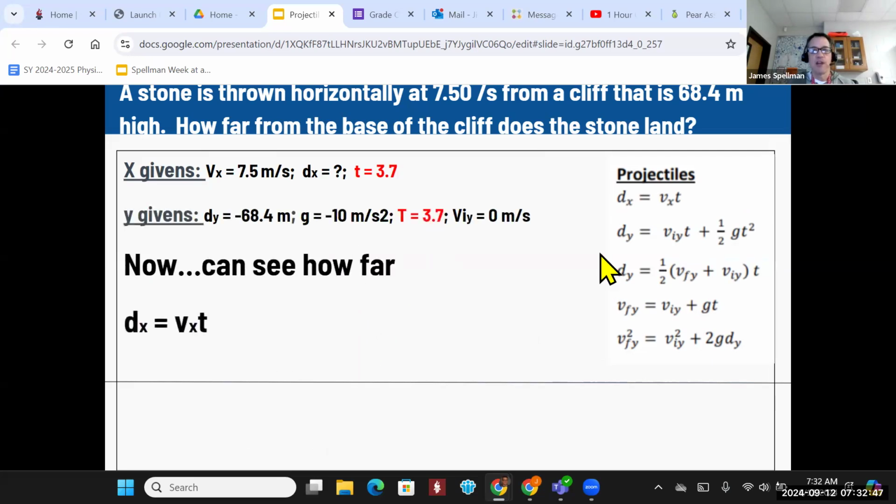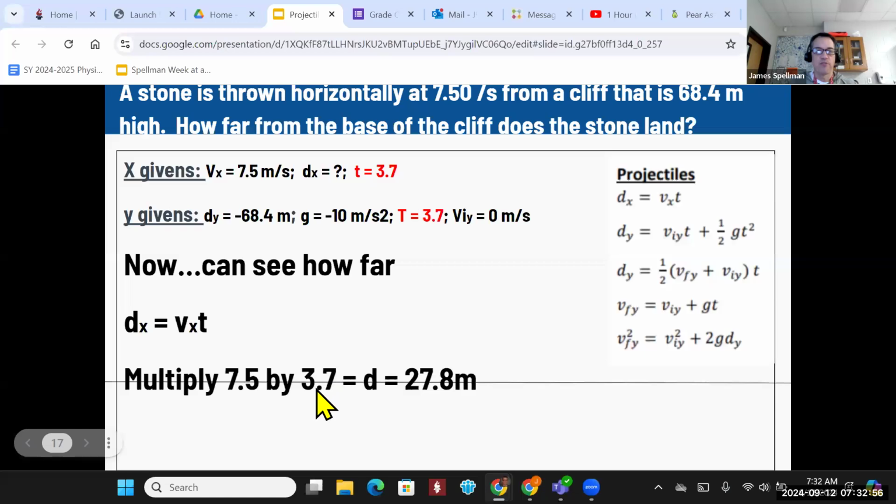So we can change now to the x formula. Like I said, this is usually a two-step problem. And my distance is simply velocity times time. So I'm going to do 7.5 times 3.7. That's going to give me my answer of 27.8.